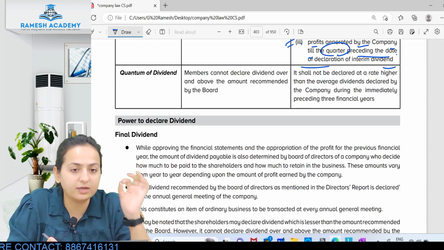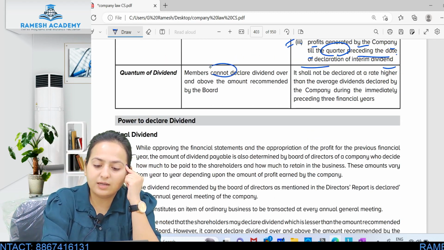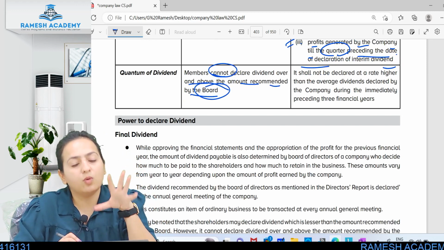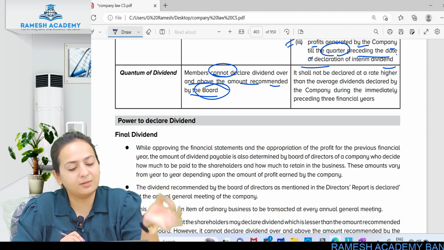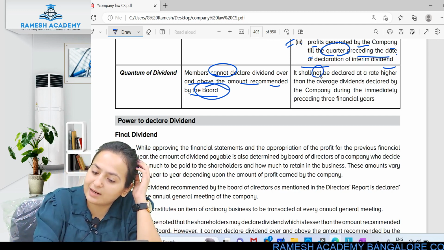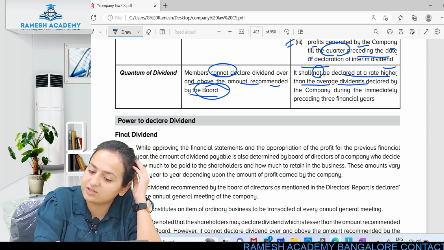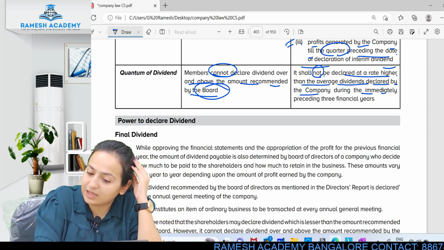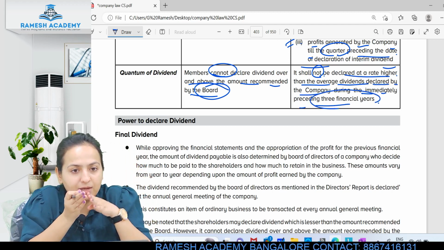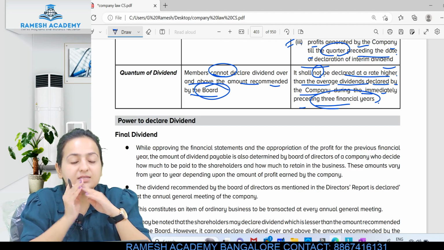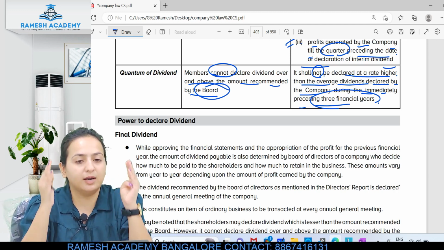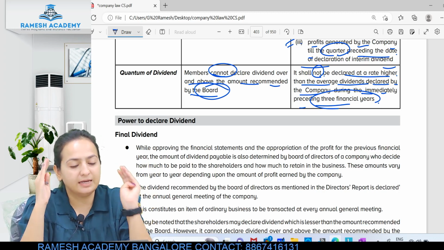Next is the quantum of the dividend. Members cannot declare dividend over and above the amount recommended by the board. Whatever is the recommendation by the board, only that amount will be paid, not more than that. Interim dividend shall not be declared at a rate higher than the average dividend declared by the company during the 3 preceding financial years. You will calculate the average of the 3 preceding financial years, divided by 3, and that will be the maximum amount that can be distributed as interim dividend.